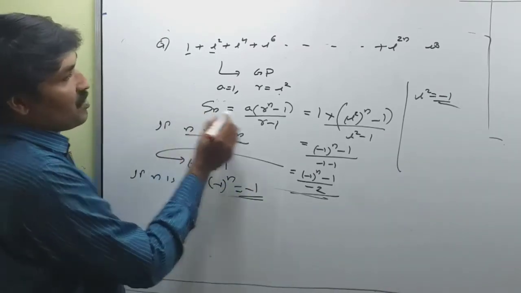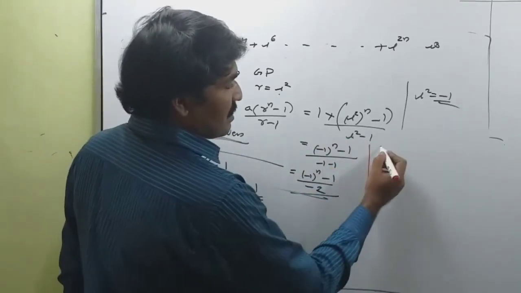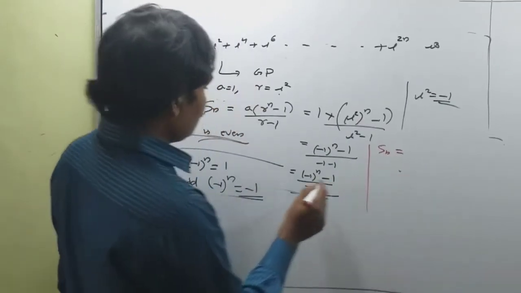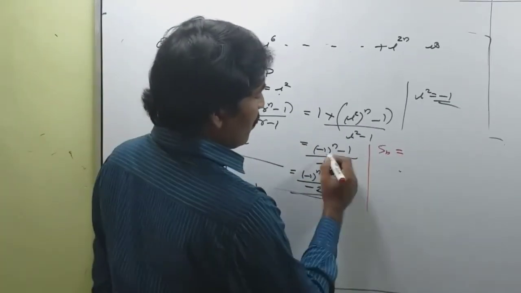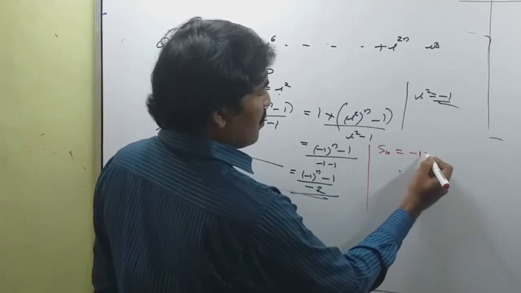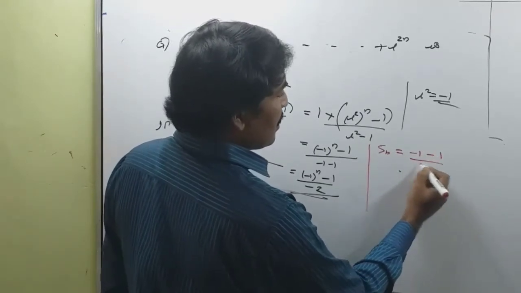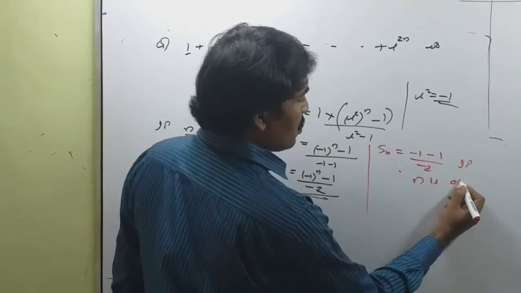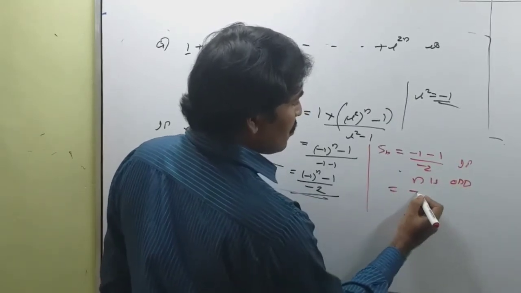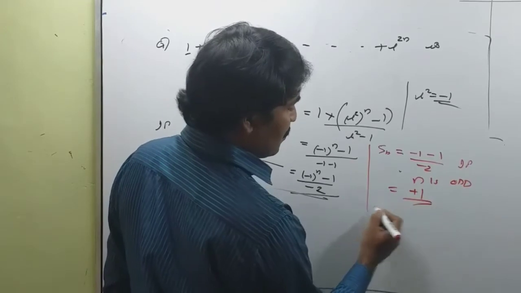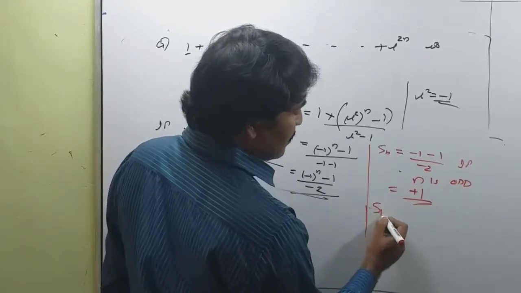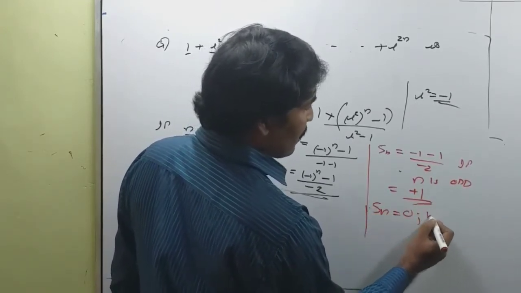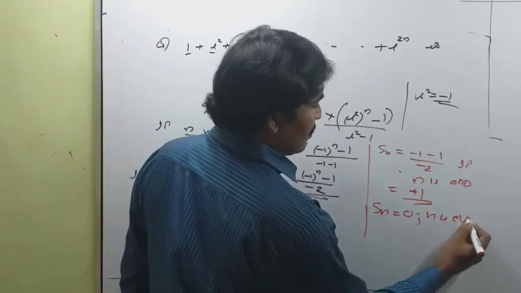Sn, the sum to n terms, is equal to minus 1 by minus 2 if n is odd, so that is equal to 1 plus 1. If n is even, this is equal to 0.